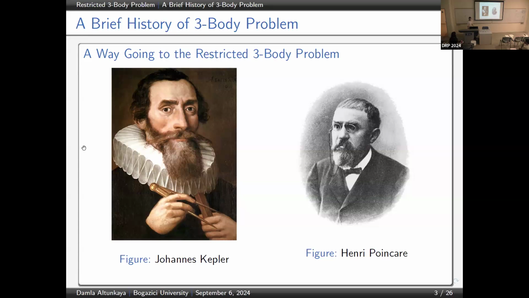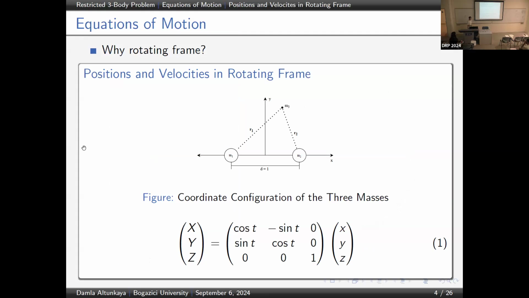Actually, we're going to study a very specific version of the three-body problem, which is the restricted three-body problem. In this configuration, we have two big masses, and the mass of the third body is so little that we will ignore its mass and the effect of its forces and energy.